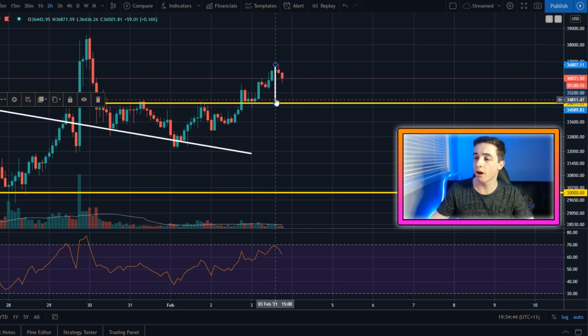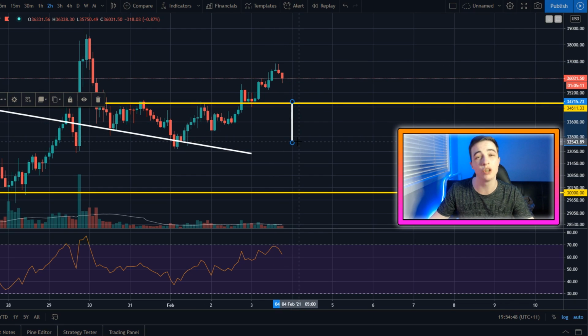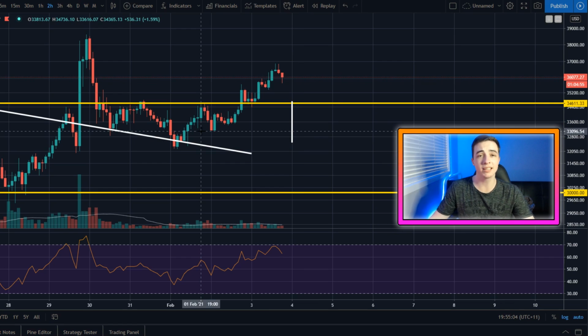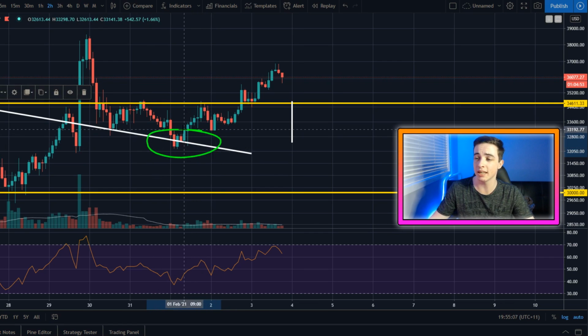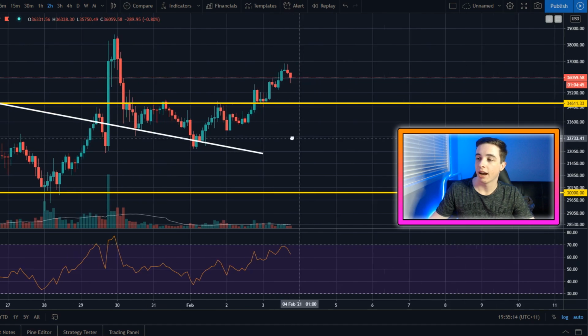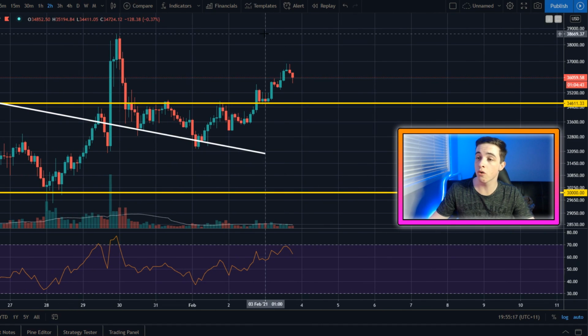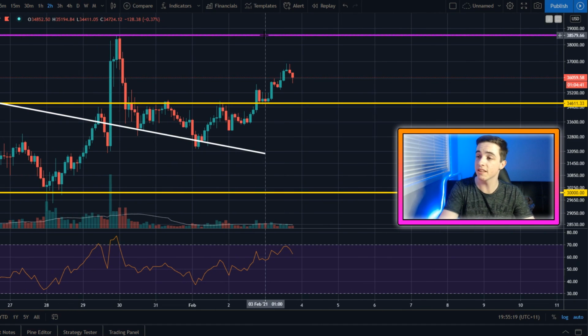If Bitcoin does break below the $34,500 level, then I'll just measure a rough target, and that will bring us down to around $32,500, which will basically just bring us back down to these lows here, which we were at just a few days ago. And as far as upside targets go, I would be keeping an eye on this level up here.